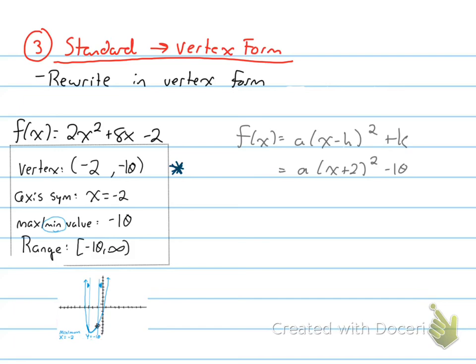Now I have f of x equals a times (x plus 2) squared minus 10. Last thing to plug in is my a value, which I get from my original equation. So my final equation in vertex form is f of x equals 2 times (x plus 2) squared minus 10.